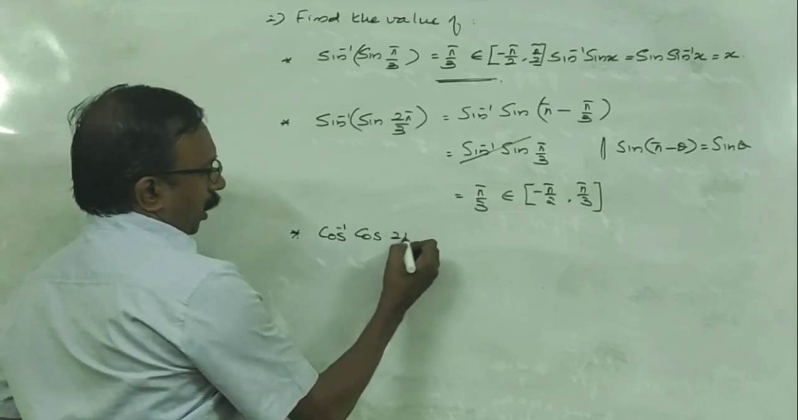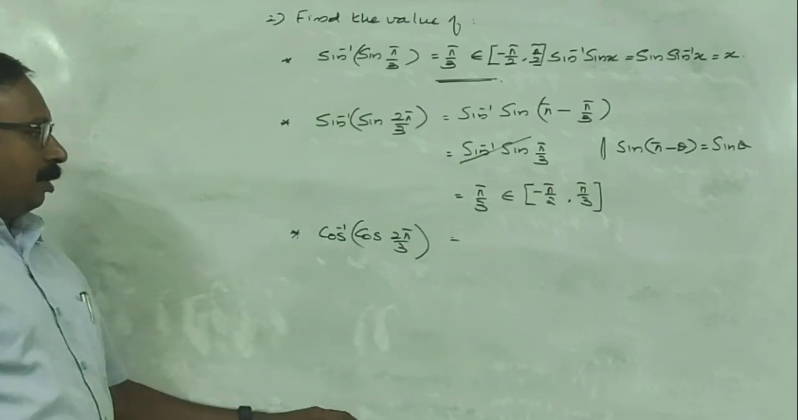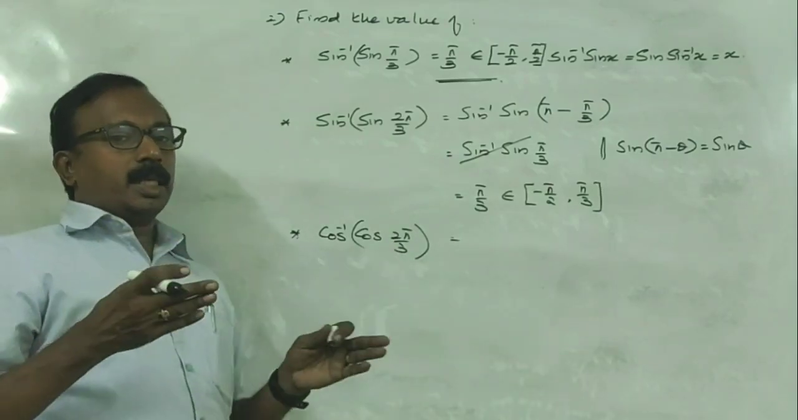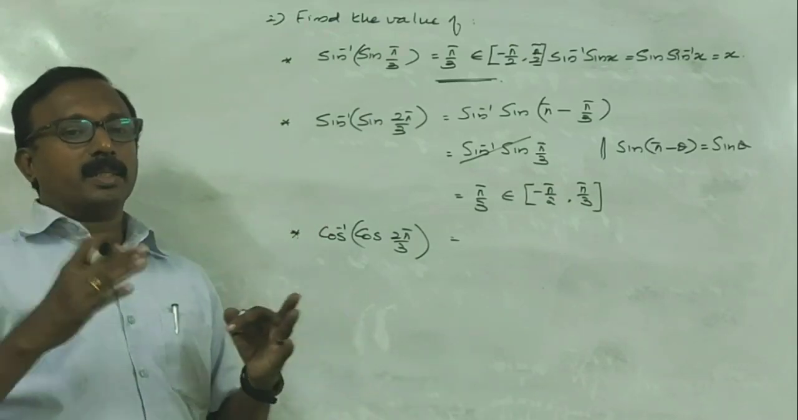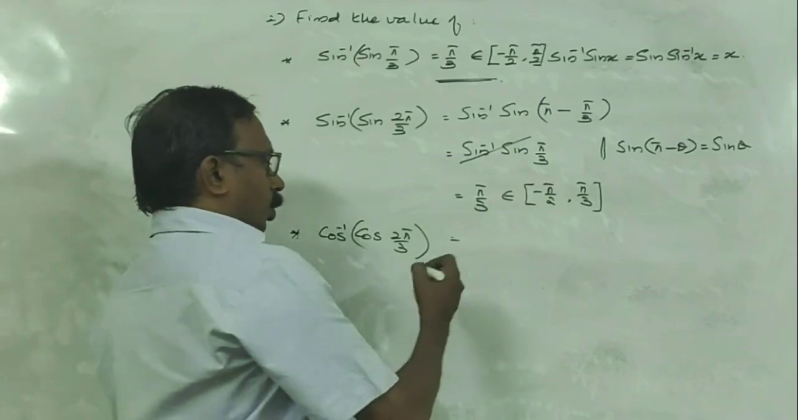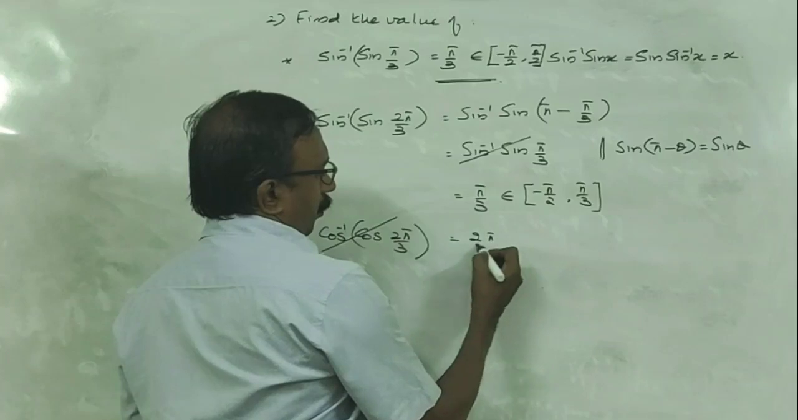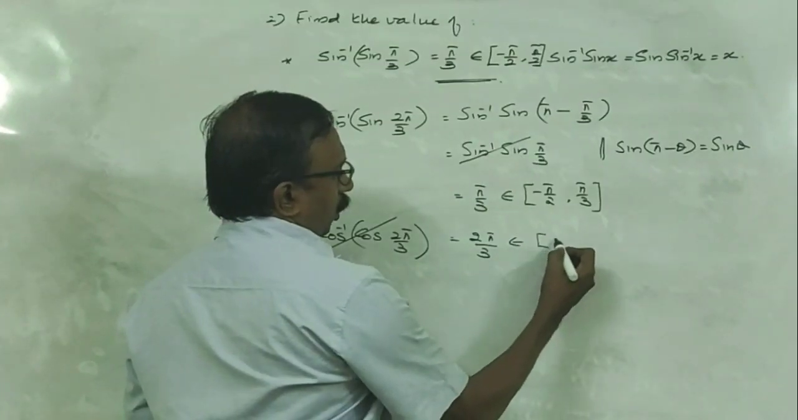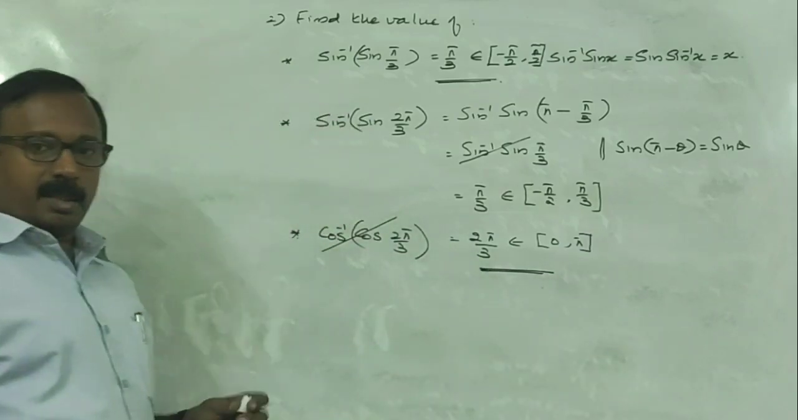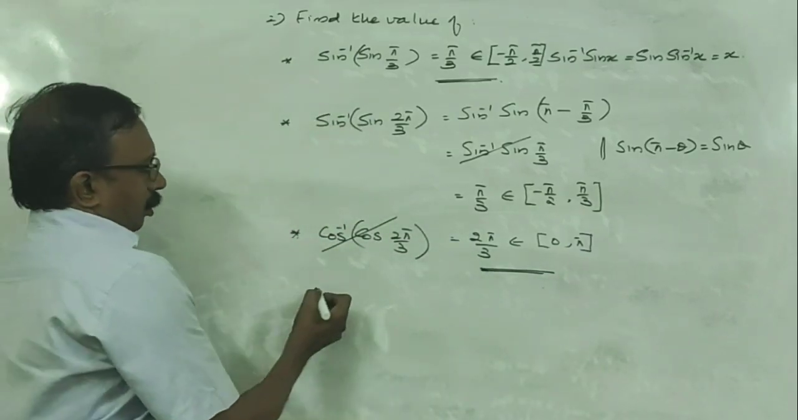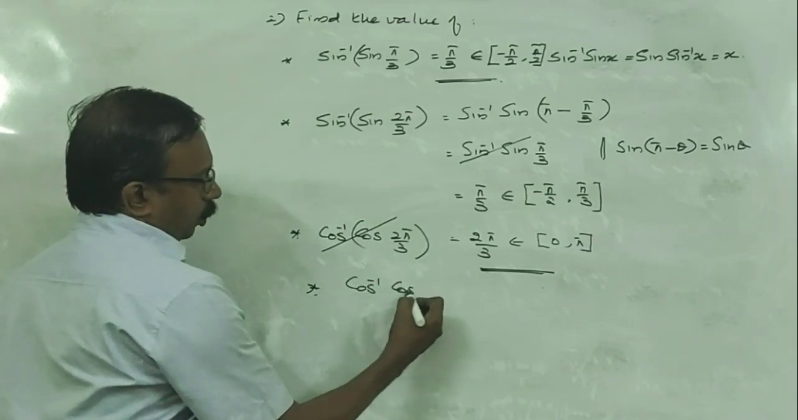Now cos inverse cos 2 pi by 3. 2 pi by 3 is 120 degrees. Cos inverse x lies between 0 and 180, 0 and pi. So here we can directly write 2 pi by 3, which is in the closed interval 0 to pi. Isn't it?